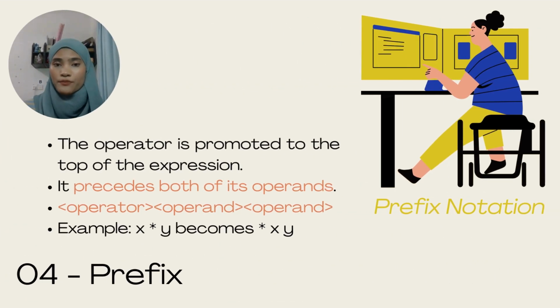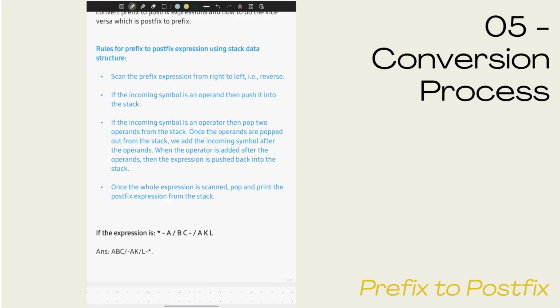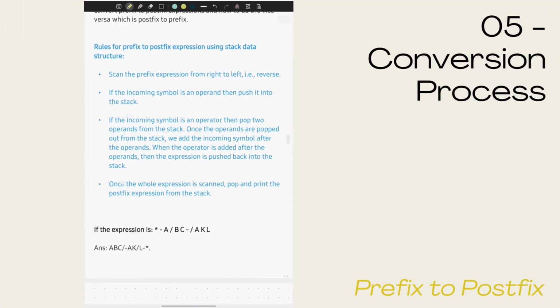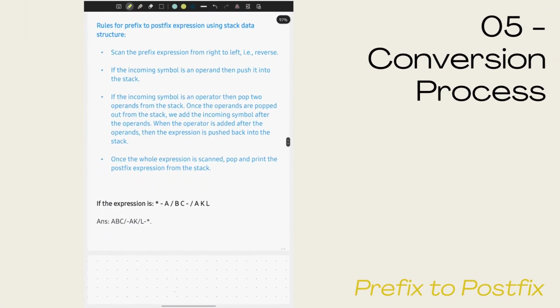In prefix, the operator gets promoted to the top of the expression like a boss. It precedes both of its operands, so the prefix version of 2 plus 3 would be plus 2 and 3. And x multiplied by y becomes multiply x and y. Now I'm going to show you the conversion of prefix to postfix expression using stack data structure.